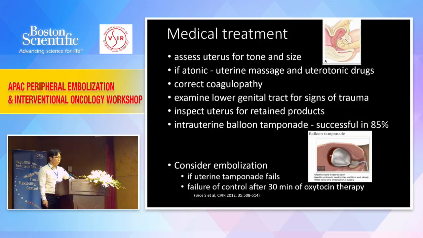You can put in an intrauterine balloon tamponade, and that's successful 85% of the time. And embolization should always be considered if the tamponade fails or within 30 minutes of oxytocin therapy, and that doesn't stop the bleeding.